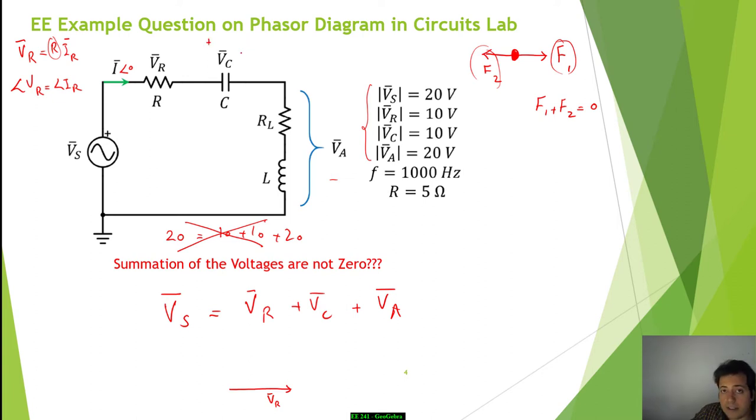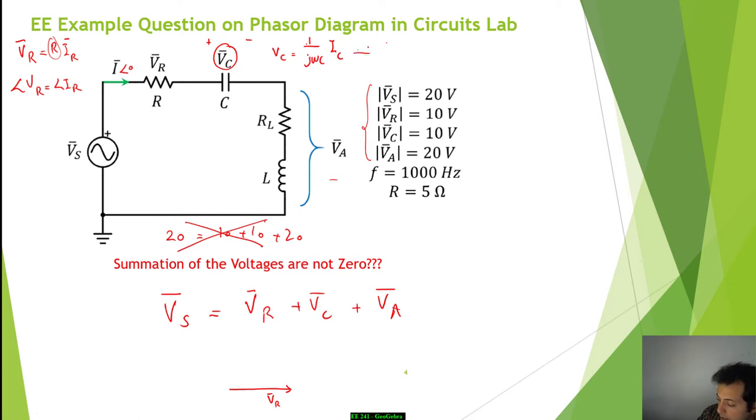What is the angle of VC? This voltage. I know that VC in a capacitor, the voltage would be equal to 1 over j omega C times IC. What is the angle between the voltage and the current of the capacitor? Well, the angle of VC would be the angle of 1 over j omega C plus the angle of IC.